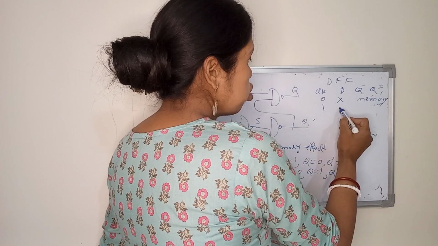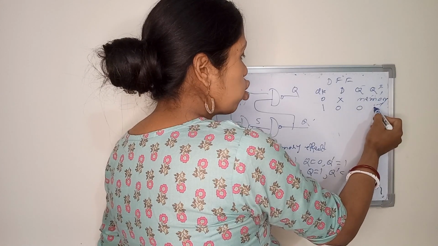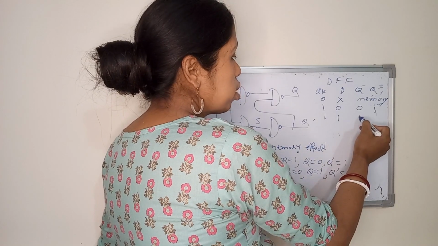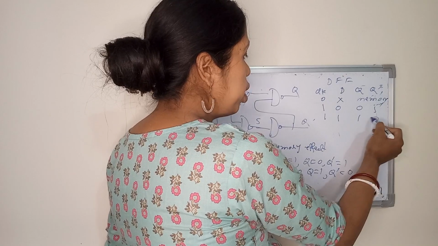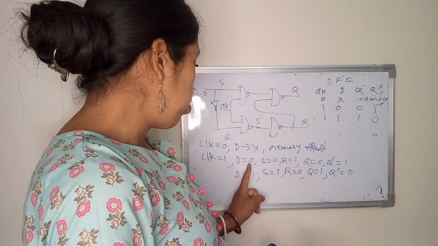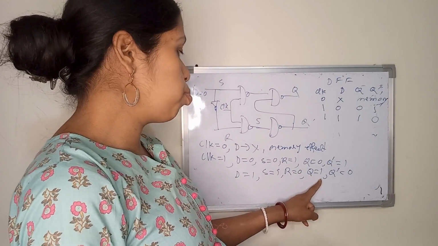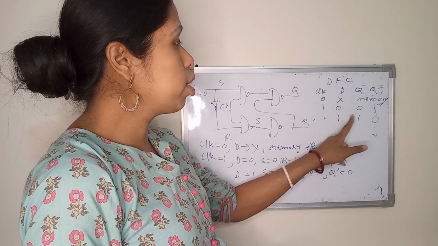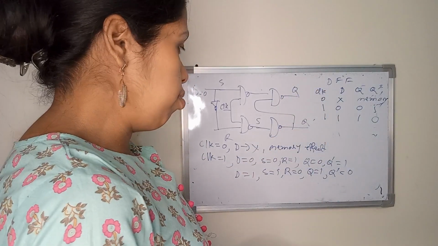Okay, so now clock is on. If you give 0, your Q will be 0 and Q prime will be 1. Now clock is 1. If D is 1, Q will be 1 and Q prime will be 0. Whatever D you are giving, you will get a similar output in Q. If D is 0, Q is 0, Q prime 1; D is 1, Q is 1, Q prime 0. This is the truth table for the D flip flop, right?